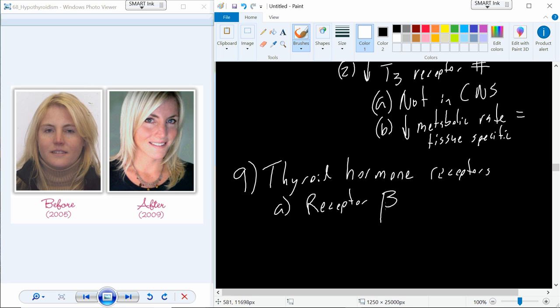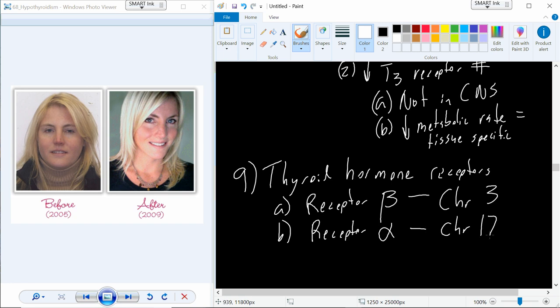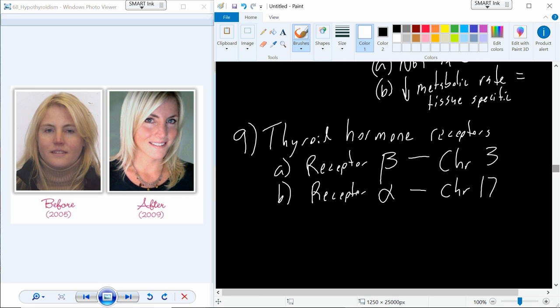So we have a receptor beta and a receptor alpha. Receptor beta we find in humans on chromosome 3. Receptor alpha is on chromosome 17. So we have two different locations genetically for the sequences for receptor beta and receptor alpha. We also are going to have alternative splicing. So alternative splicing is going to come into play.